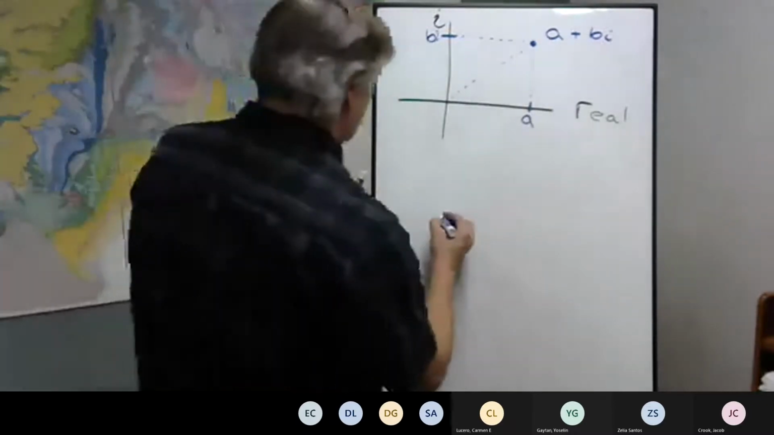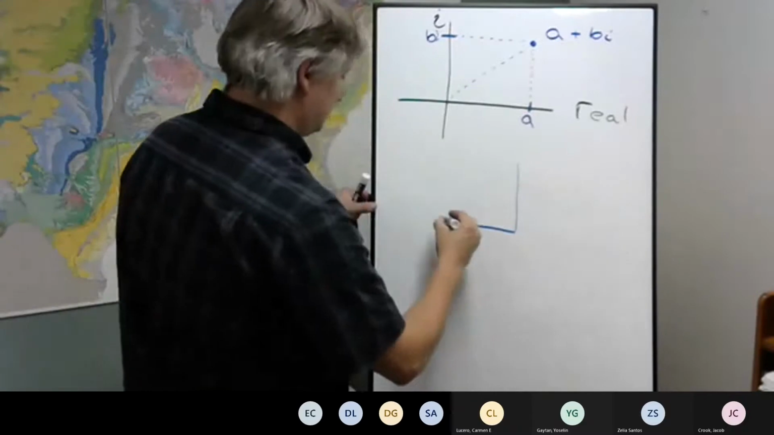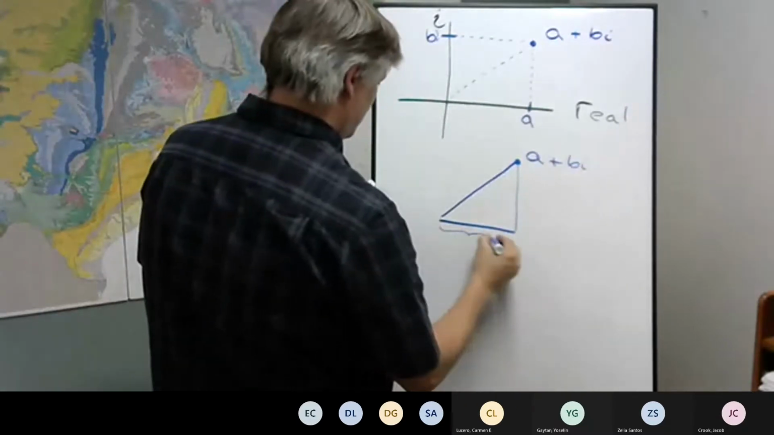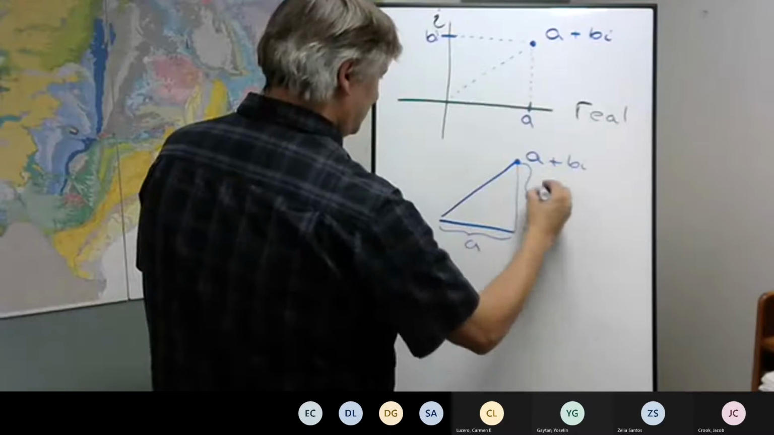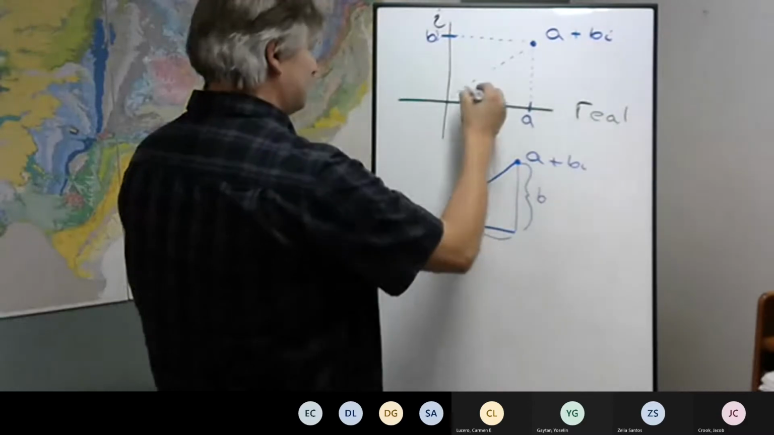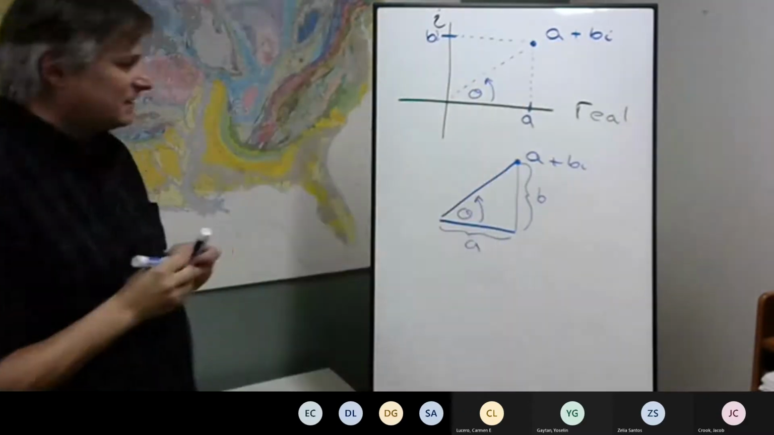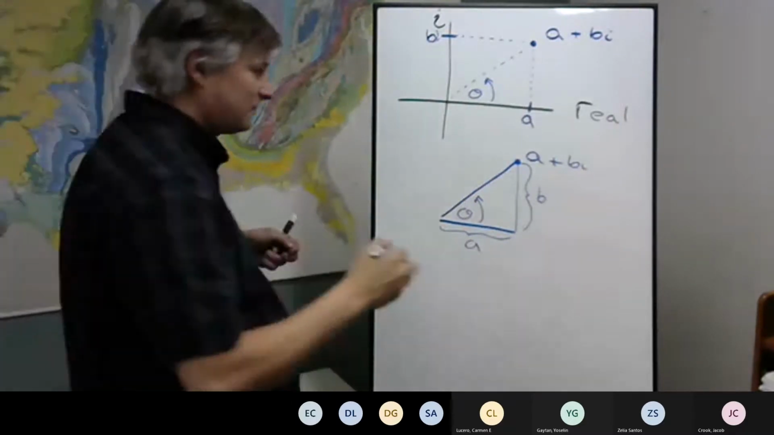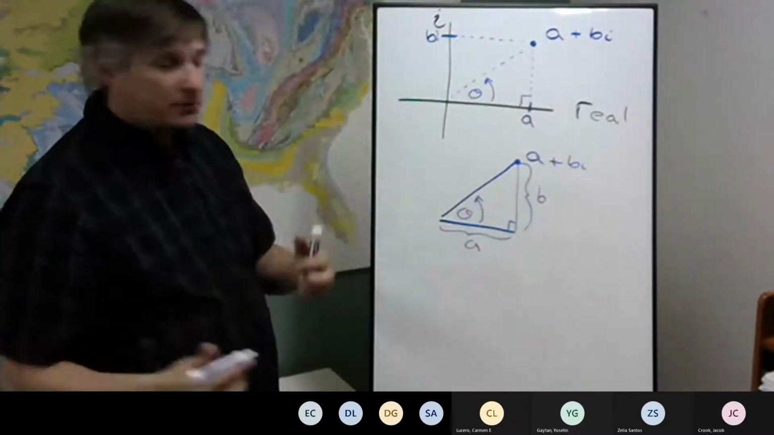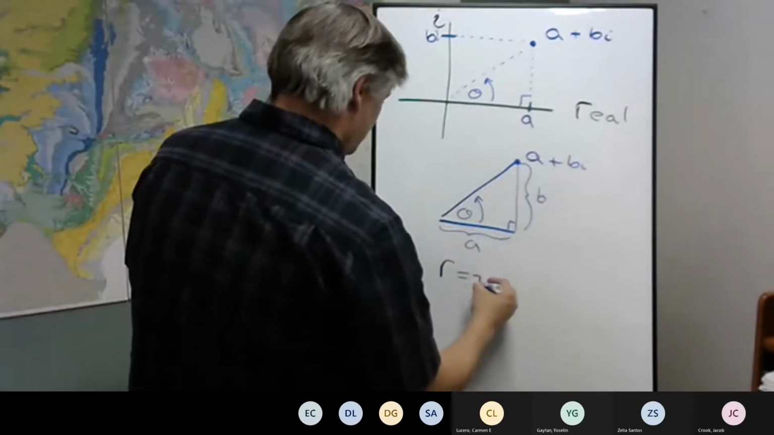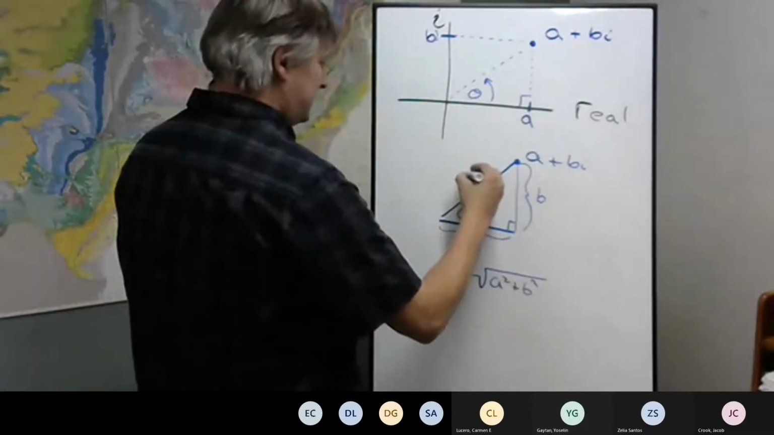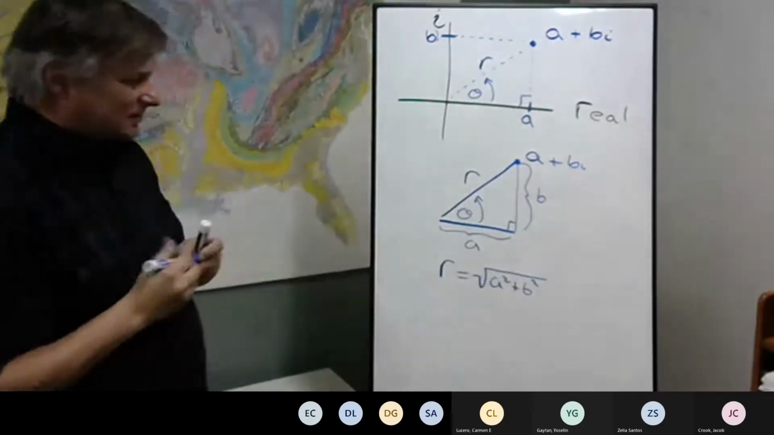So what we could do is we could turn this into a triangle, with the base a and the height b. And it makes this angle theta. Now, the hypotenuse is going to be the square root of a squared plus b squared. We're going to call that r. So again, using that Pythagorean theorem, that's what we're going to get.